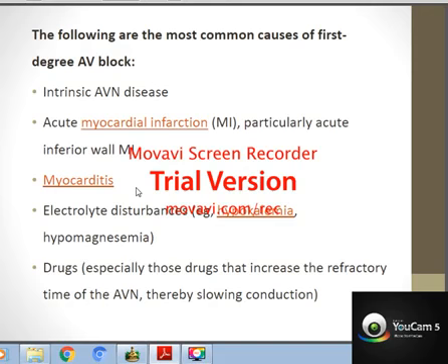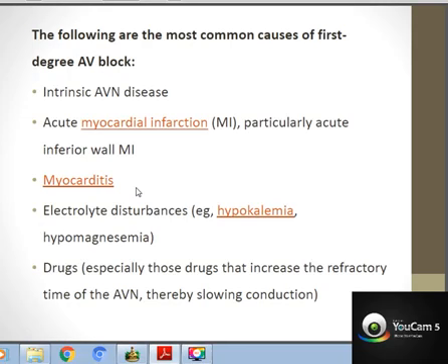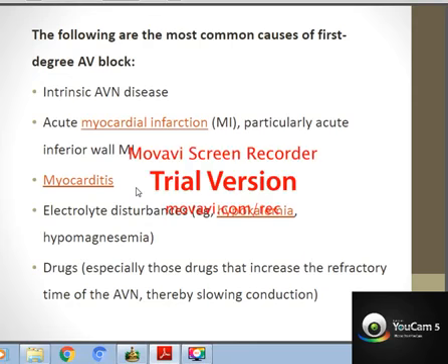Post myocardial infarction, especially if it affects the inferior wall. Intrinsic atrioventricular disease, where the delay happens because of a conduction system abnormality. Myocarditis, electrolyte imbalance, especially hypokalemia and hypomagnesemia, and drugs may affect the conduction system.